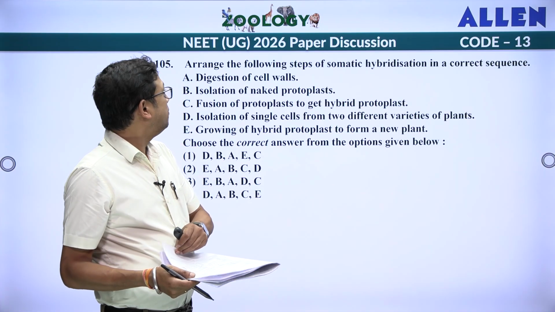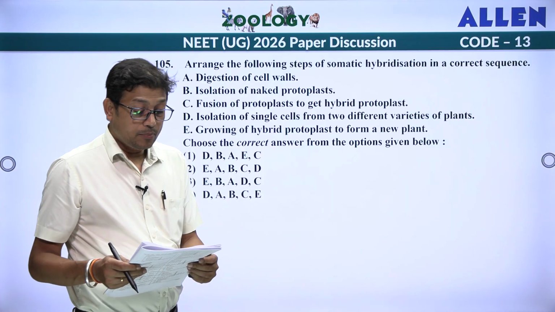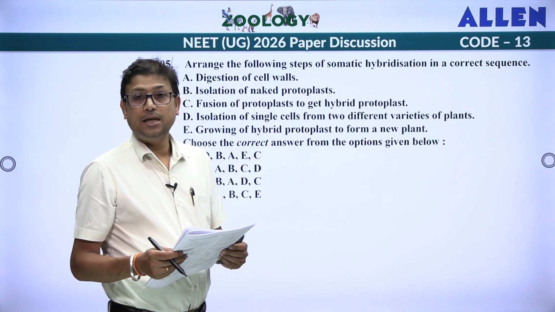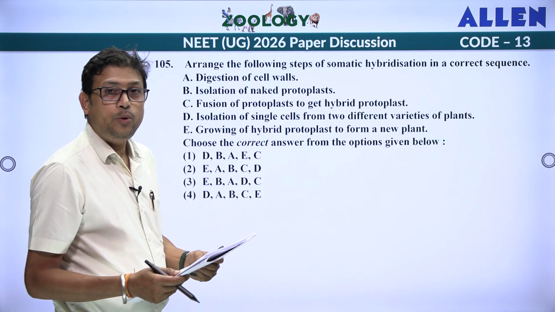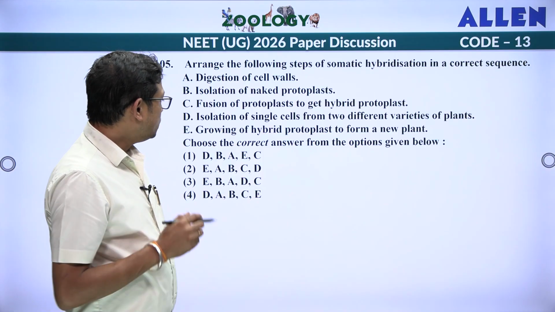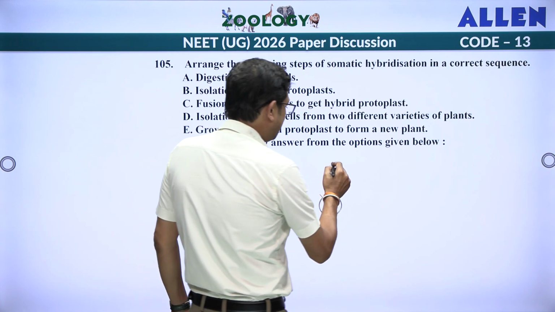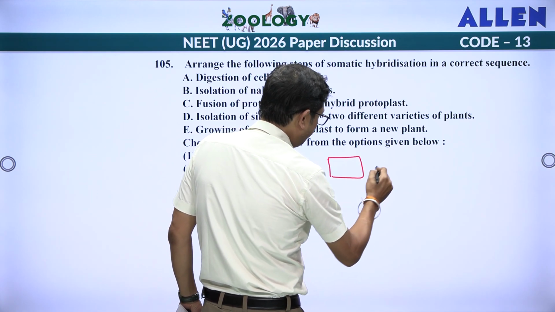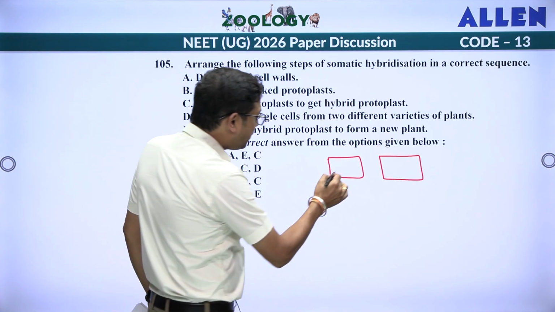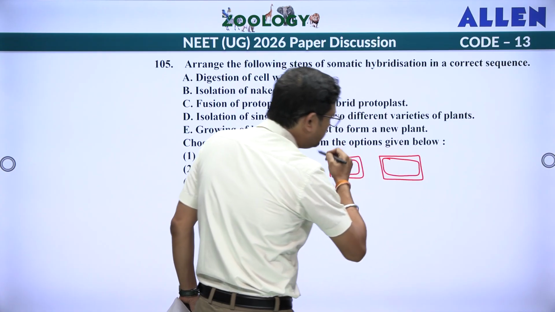Next, question number 105. Okay. Arrange the following steps of somatic hybridization in a correct sequence. Somatic hybridization where we are fusing two protoplasts, right? So, now see what we need to do. Suppose this is the 2 cells. I need to fuse their protoplasts.